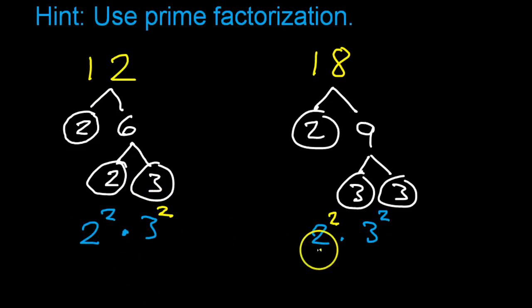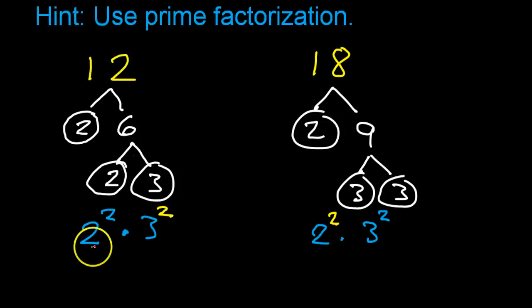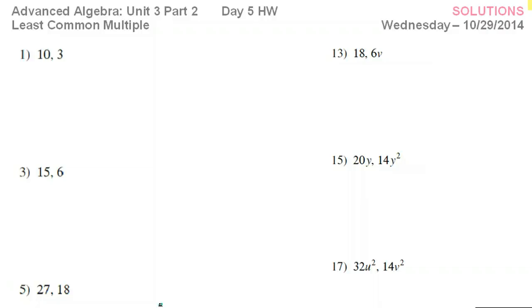Now I have 2 squared and 3 squared, 3 squared. So this is going to be the least common multiple, so it's just a matter of what this is. Well, 2 squared is 4, 3 squared is 9. So 4 times 9 is 36. So the least common multiple is 36. Okay, now that's the background that you need in order to do this lesson.